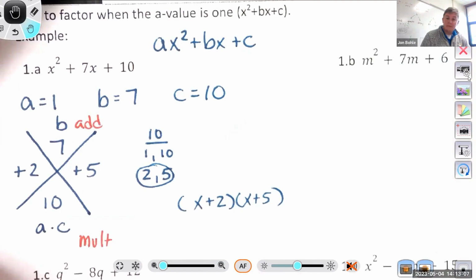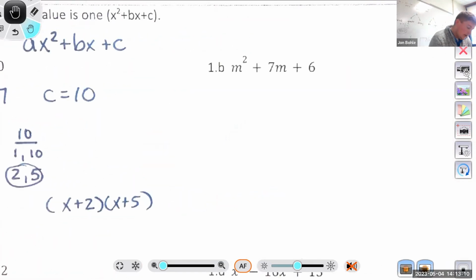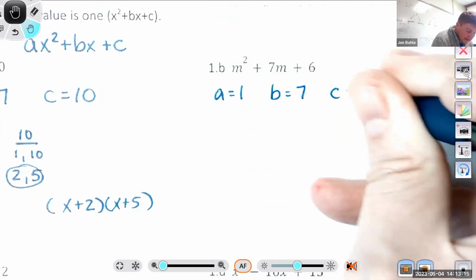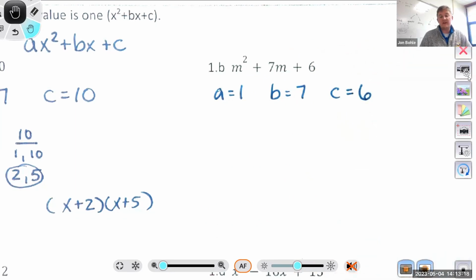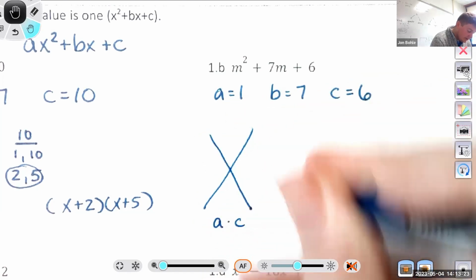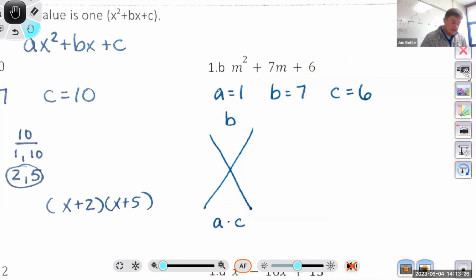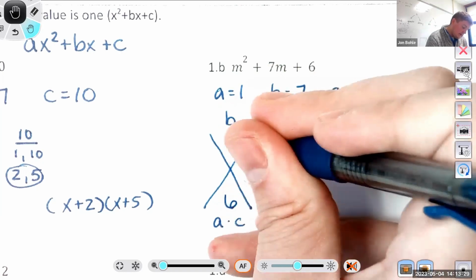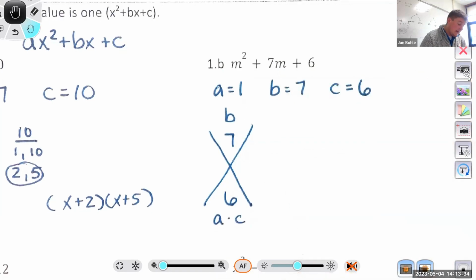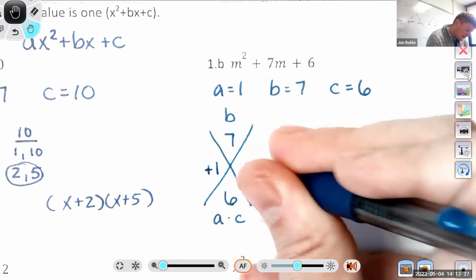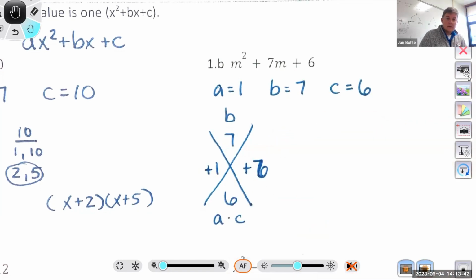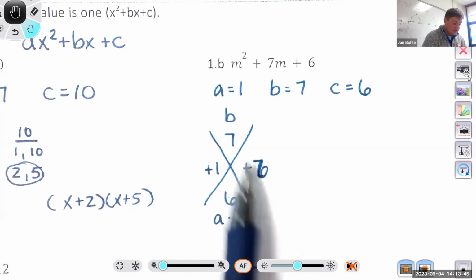Okay. 1b, same thing. A value is 1. And the A value will be 1 for every problem that we do today. So A value 1, B value 7, C value 6. Okay, again, set up the X. All the problems mostly are the same here. A times C is 6, B value is 7. So I'm going to look for numbers that multiply to 6 and add to 7. That combination of numbers is positive 1 and positive 6, not 7 there. That's supposed to be a 6. Okay, 6 times 1 is 6. 6 plus 1 is 7.